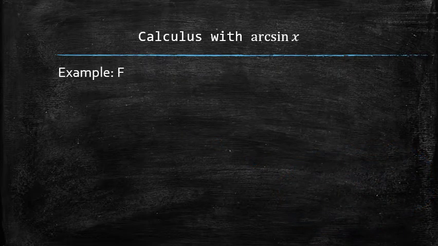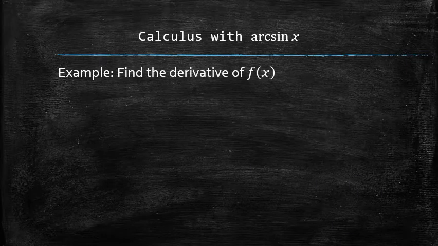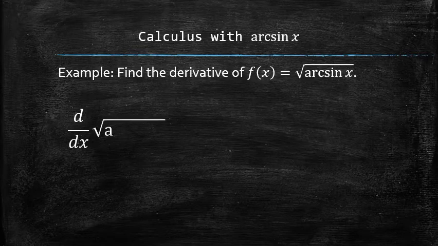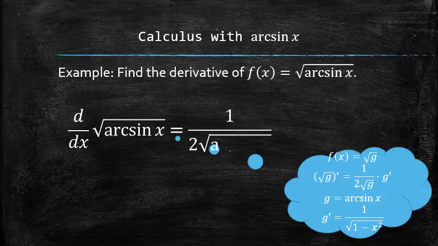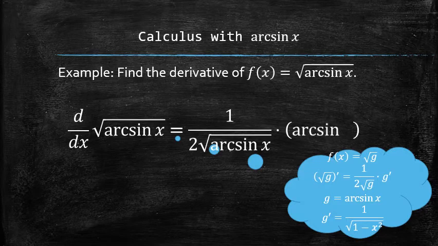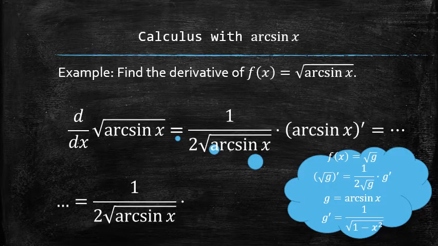Let's do another example. We again start the process by recognizing that we have to find the derivative of a composition of the square root function applied to the arcsine function, which is equal to the following expression, in which we know how to find all the components. And we don't need to simplify anything here.